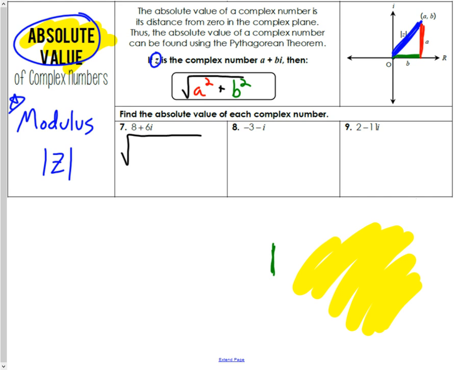Our a value in this case is 8, so I'm going to square it. Our b value in this case is 6, so I'm going to square it. 8 squared is 64, 6 squared is 36. So that's going to be 64 plus 36, which is 100, and the square root of 100 is just 10.